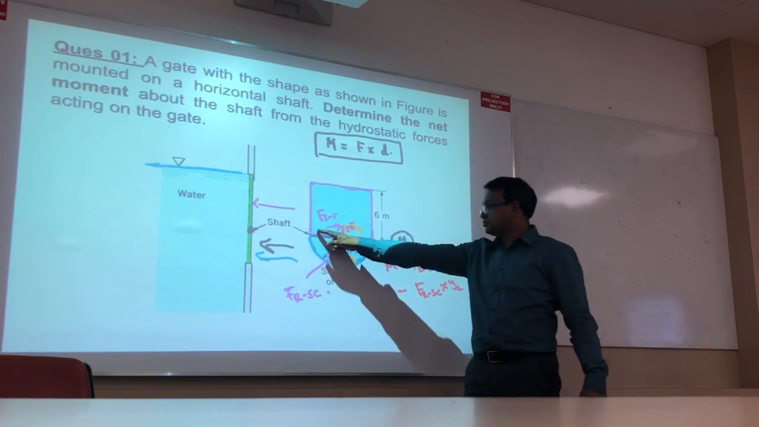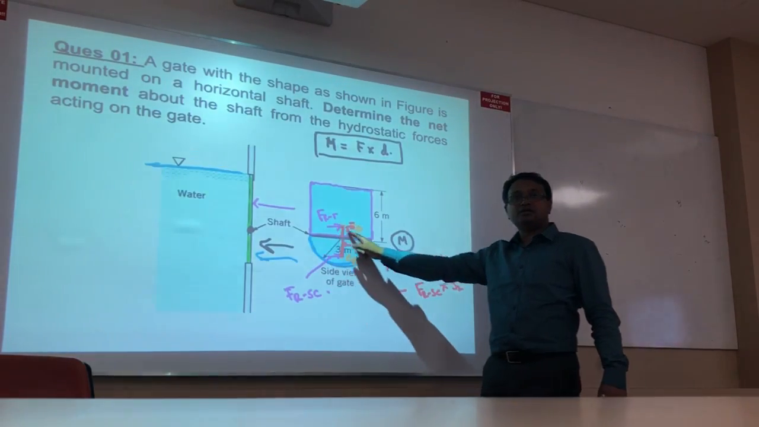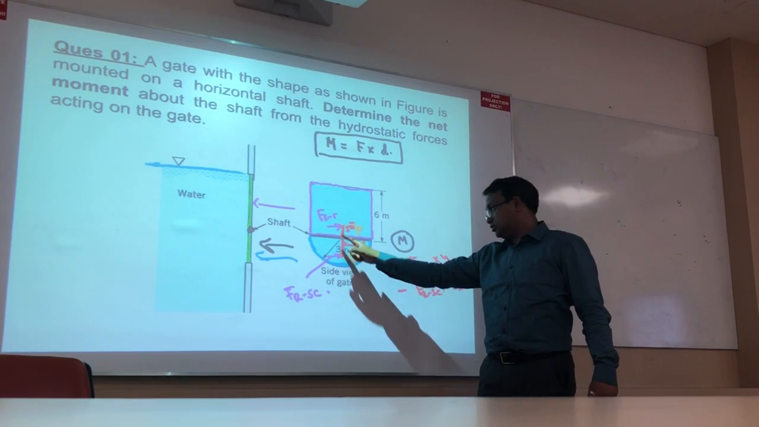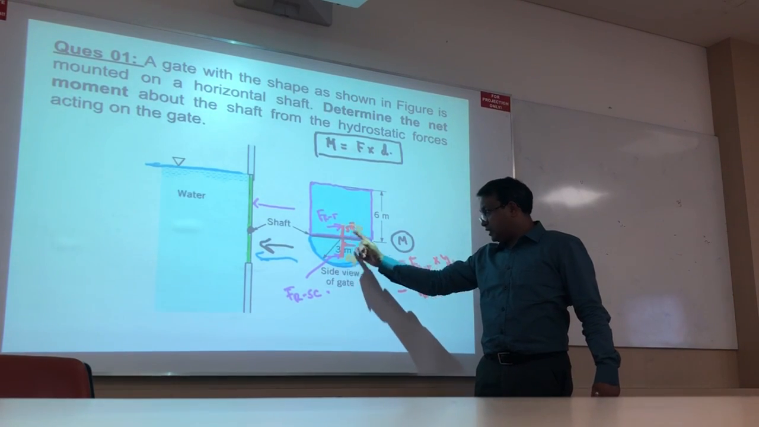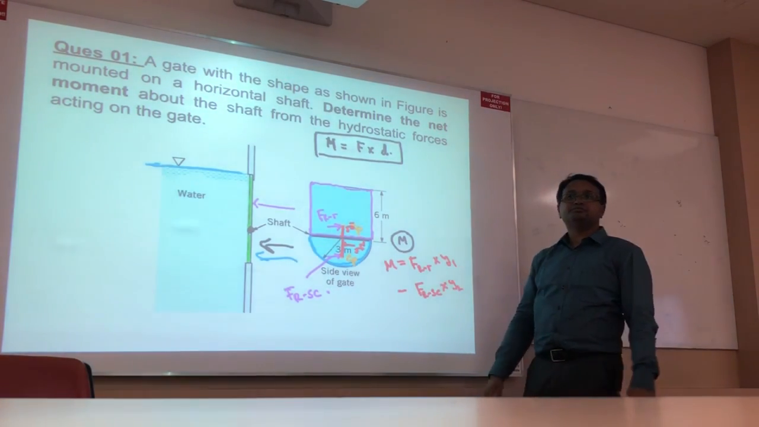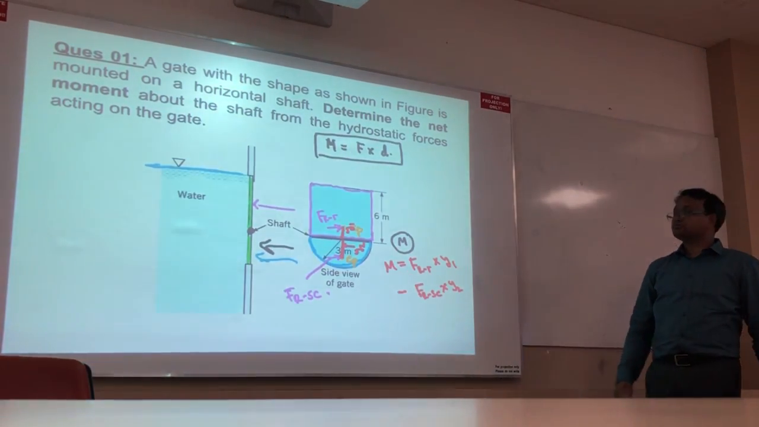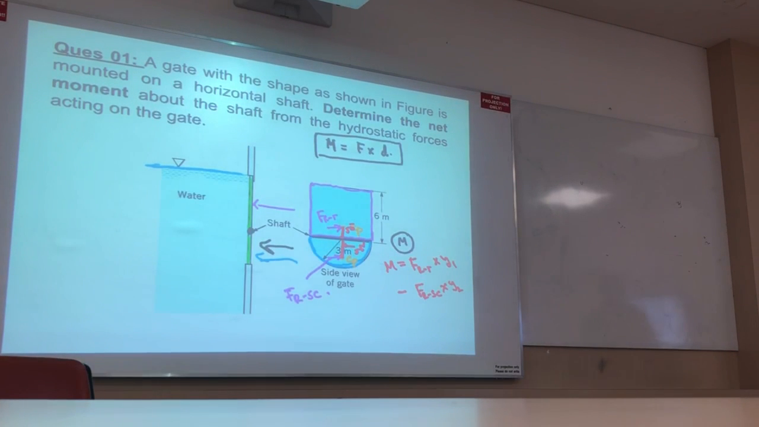This one force is clockwise, right? And there is another one anticlockwise. So this one times this one minus this one times this one. If they are in the same direction, then both are positive. Alright, this is the concept.